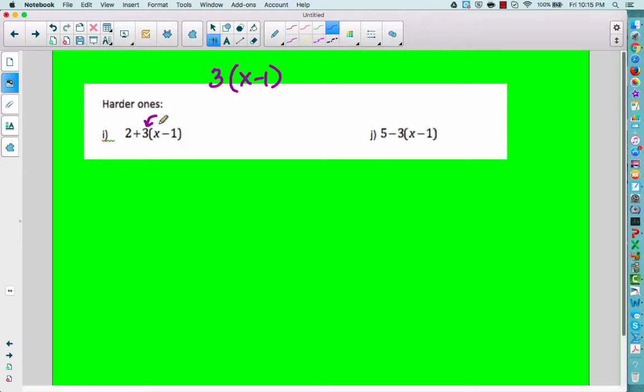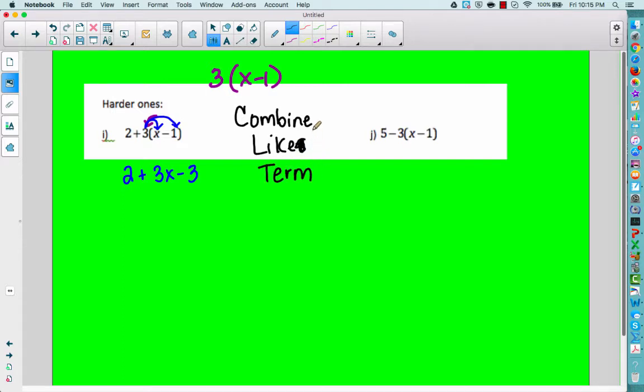So this is where we would use the distributive property, and I have to distribute the 3 to both the x and the 1. So I would do 2 plus 3x minus 3. Now, we would combine the like terms. And to remind you, like terms are the same variable raised to the same exponent.